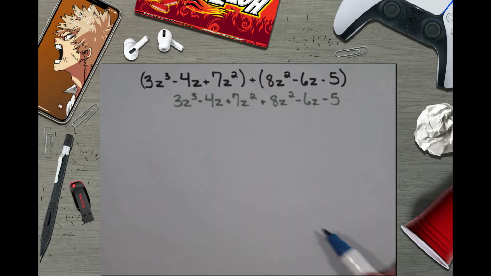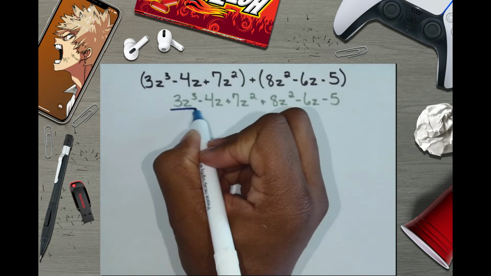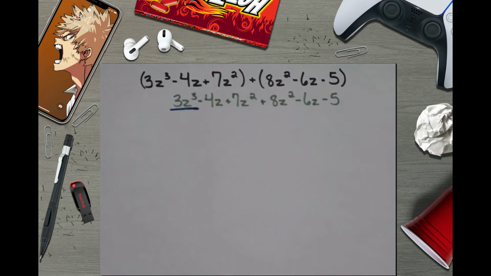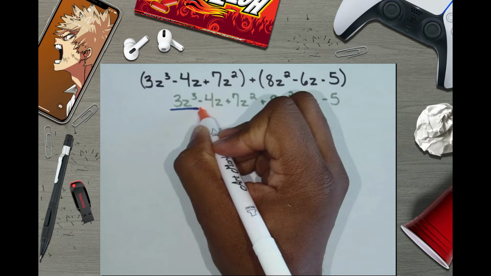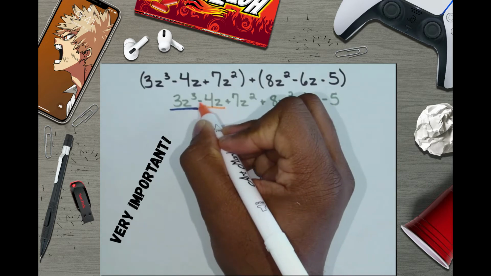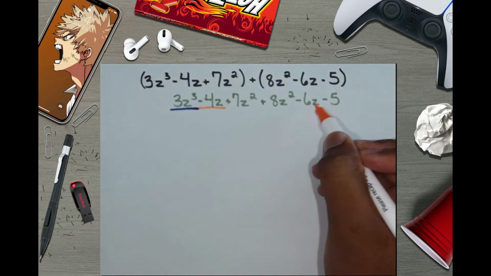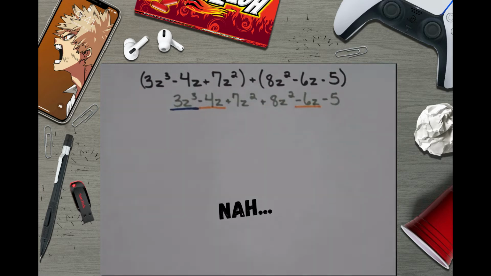So I'm gonna look for something else that has a z to the third, and I'm gonna underline that blue. Now, is there anything else with z to the third? No. All right, so I'm gonna go to my next term. This term is a negative 4z. I'm gonna underline it, and you see I'm including the negative. It's very important. I'll show you why later. Is there anything else that just has a z? Over here, negative 6z. Anything else with a z? Nah. So I go on to my next term.